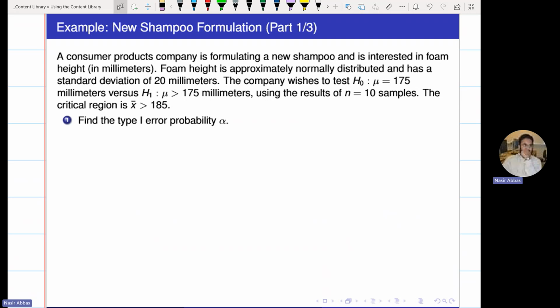Now, from last 3 classes, I have been giving you hints how to determine if this standard deviation is population standard deviation or sample standard deviation. Read the statement and judge if it is sample or population standard deviation. How? It's the same sentence with the distribution, and distribution is population. Data is sample. So this is population standard deviation sigma. The company wishes to test mu equals 175 against mu greater than 175.